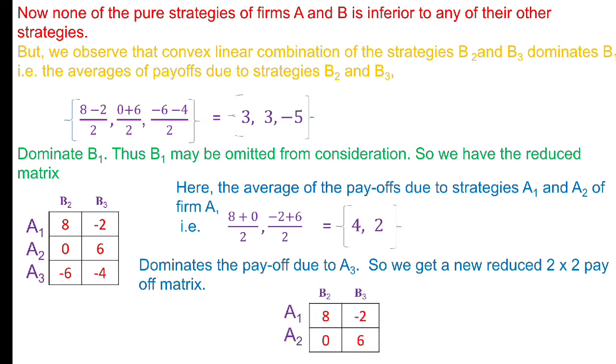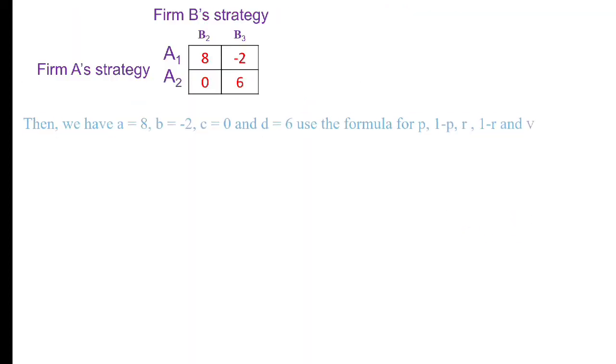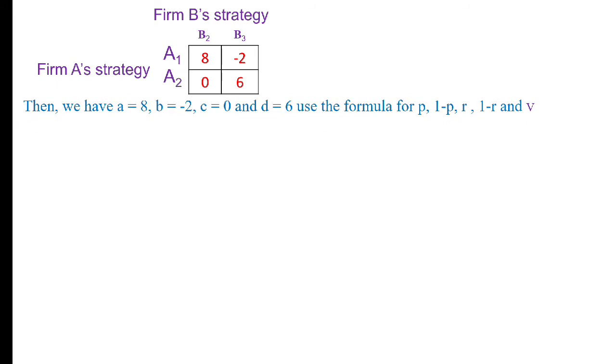Then we have a 2 by 2 order matrix. We can solve it with the formulas we studied earlier. Here we applied row minima domination, column maximum, and linear combination. Then this matrix has A equal to 8, B equal to -2, C equal to 0 and D equal to 6. Use the formulas for P, 1 minus P, R, 1 minus R and V.